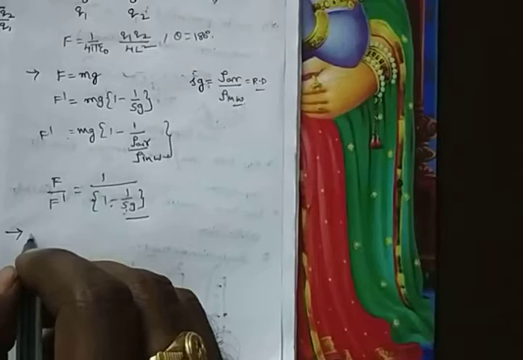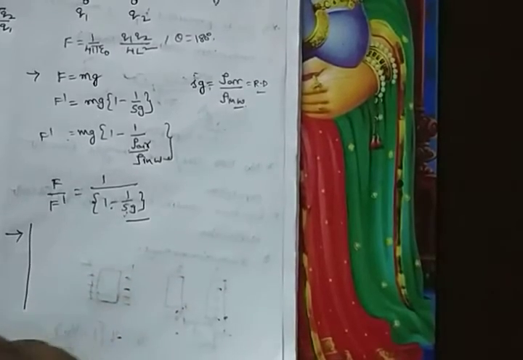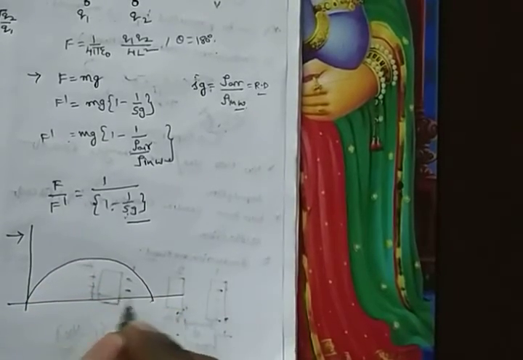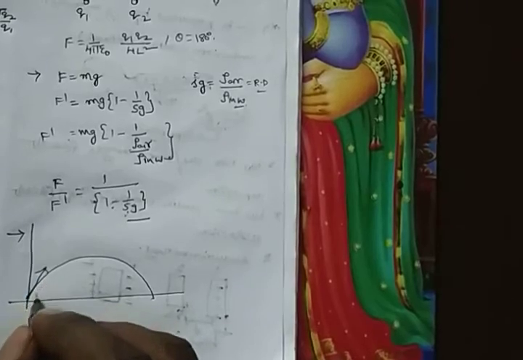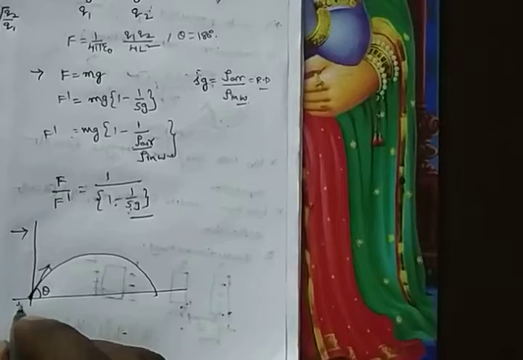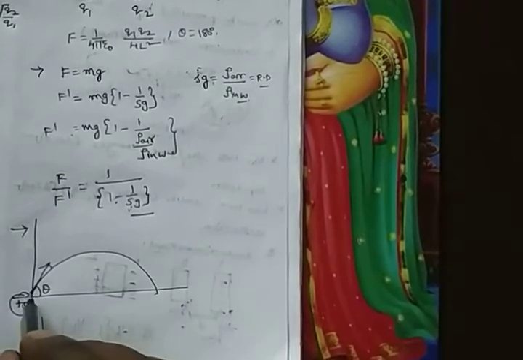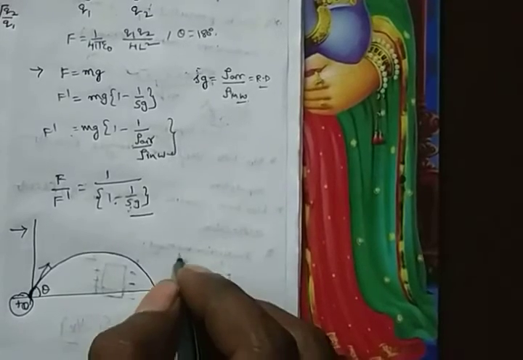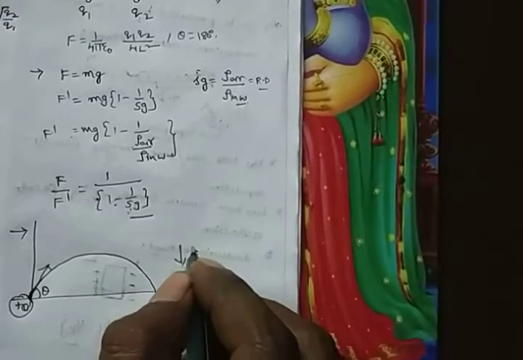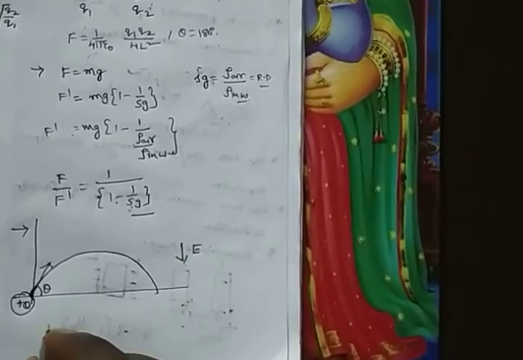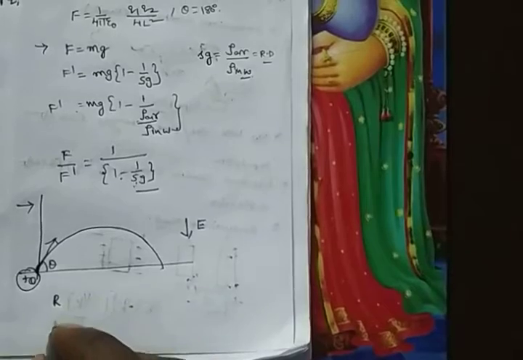Now I am going to explain about the projectile. If you consider the range and maximum height, let us consider a positive charge plus q thrown like this, and also a field acting vertically downwards. Then what happens? Range and maximum height.